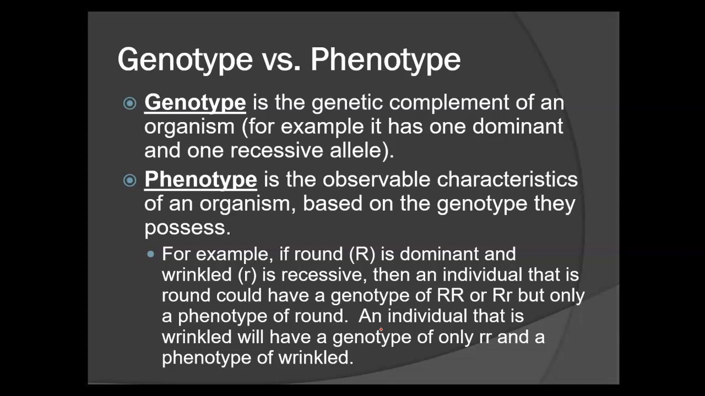So a genotype is the genetic complement of an organism. I think of the geno part of this as the genes. What are the genes that the individual has? In particular, what are the alleles that they carry? Okay, so that's what we should be thinking about when we think about genotype. So is the individual carrying a dominant allele and a dominant allele? Are they carrying a dominant allele and a recessive allele? Or are they carrying two recessive alleles?